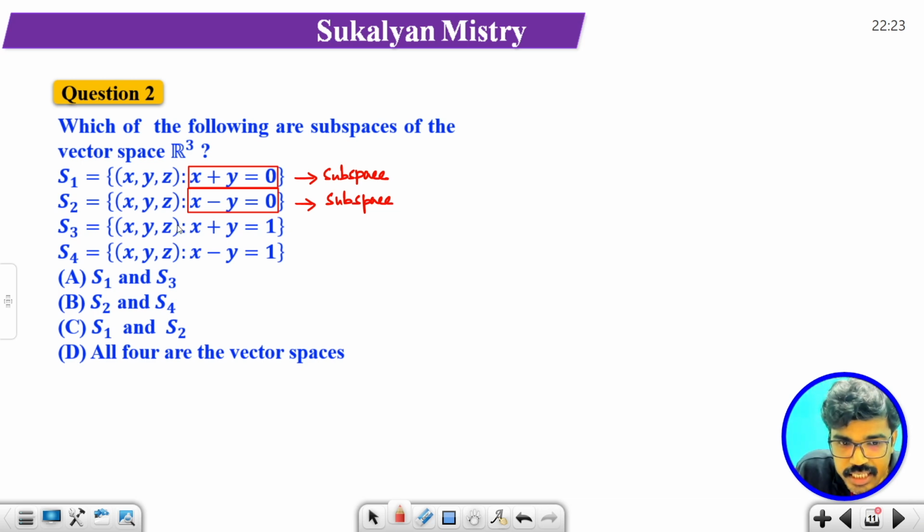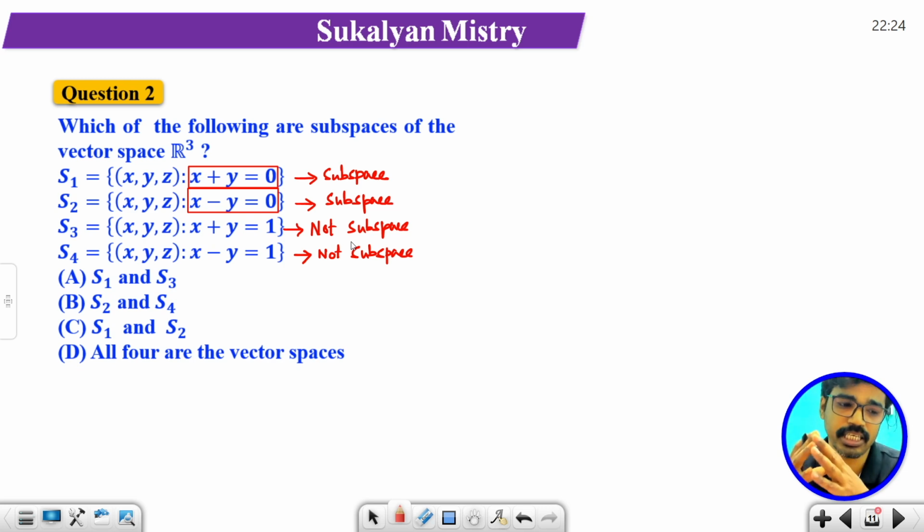But this one does not pass through the origin, right? x plus y is equal to 1, it will take an intercept form. This straight line does not pass through the origin, so this is not a subspace. So directly, without any calculation, we can say this is not a subspace. It is a very, very important note: any straight line passing through the origin must be a subspace.